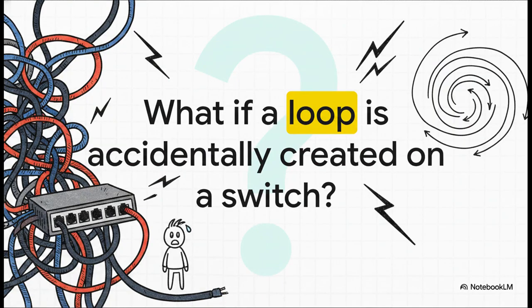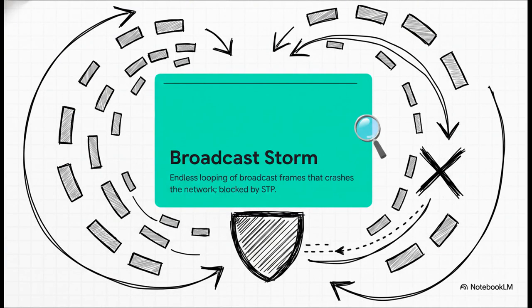Okay, question time again. What happens if someone accidentally plugs a cable into two ports on the same switch, creating a loop? Now, I know it sounds like a ridiculously silly mistake, but trust me, in a messy server room with hundreds of tangled cables, it happens. And without safeguards, this simple human error is catastrophic. Without a safeguard, you get a broadcast storm.